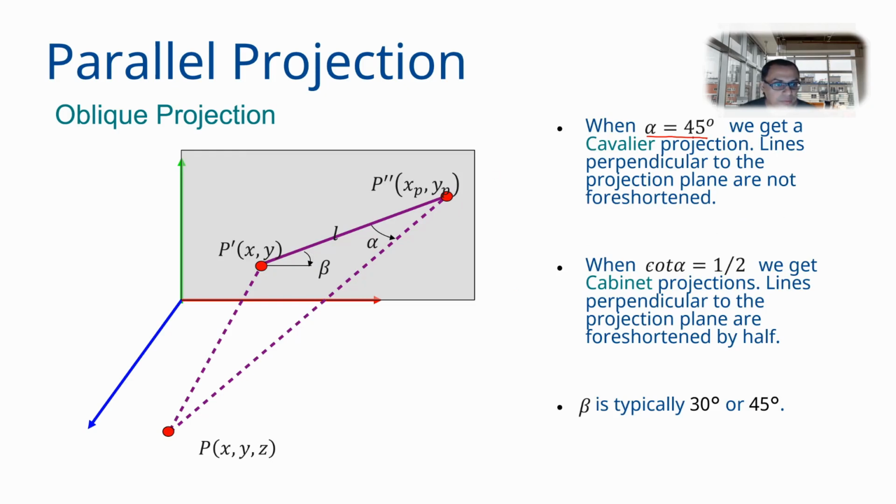Another kind of oblique projection is when cot alpha is half, and we get what are known as cabinet projections. Here lines perpendicular to the projection plane are foreshortened by half. And the beta value typically is held at 30 degrees or 45 degrees; these are the most common beta values.